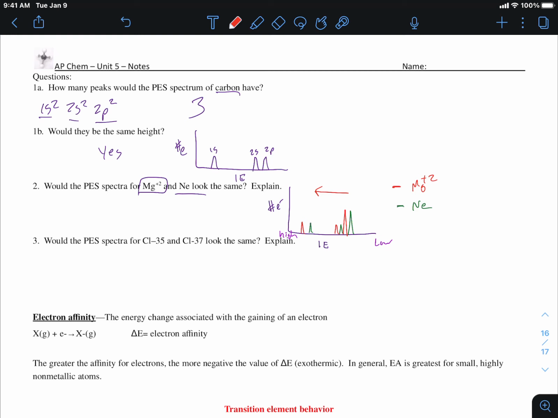Was there any discussion about isotopes and electrons? No, we don't ever really talk about electrons when we're talking about isotopes. We're only concerned with neutrons. So, would these 2 look the same if we drew PES spectra for both of them? Yes, they would. You could not use PES to determine the difference between the different isotopes because they have the same number of protons. All right, we're not going to talk about electron affinity. We are out of time. We'll have to pick up that later.